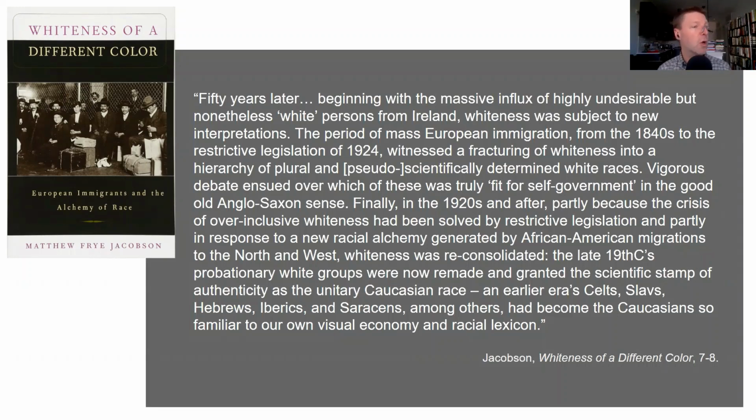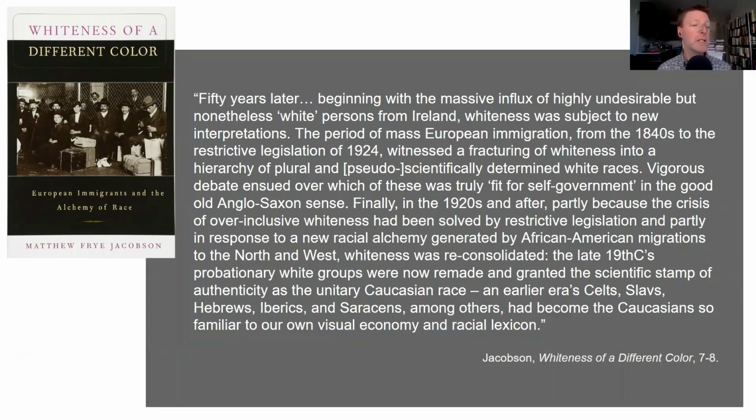Vigorous debate ensued over which of these was truly, quote, fit for self-government in the good old Anglo-Saxon sense. Finally, in the 1920s and after, partly because the crisis of over-inclusive whiteness had been solved by restrictive legislation and partly in response to a new racial alchemy generated by African-American migrations to the North and far West, whiteness was reconsolidated. The late 19th century's probationary white groups were now remade and granted the scientific, or pseudo-scientific, stamp of authenticity as the unitary Caucasian race.